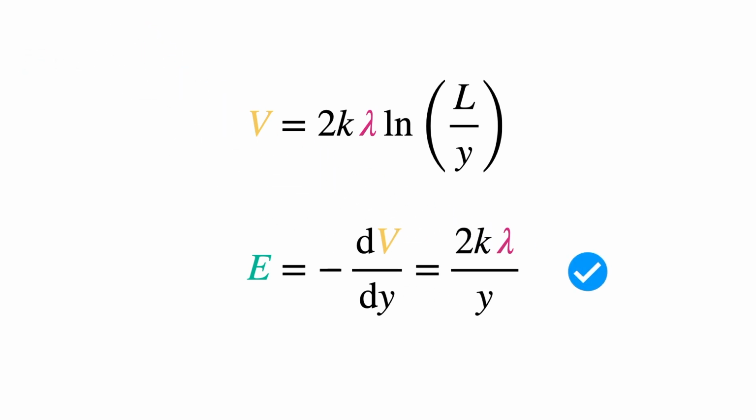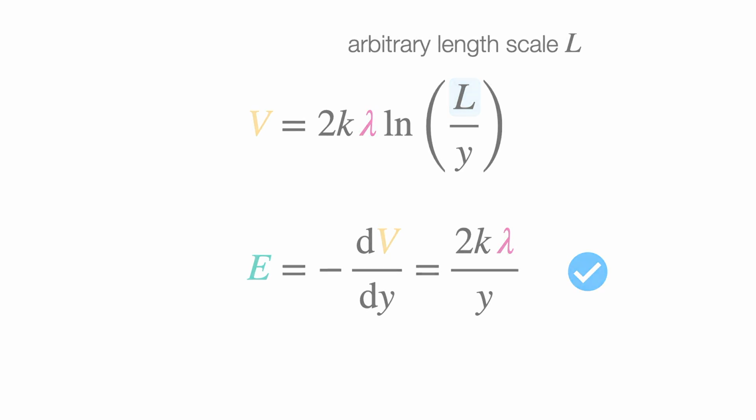It's kind of weird though, right? That arbitrary cutoff length is still lingering in the potential. No matter what value it has, the electric field doesn't depend on it. We shouldn't be too worried though. The potential is just a mathematical convenience anyway. At the end of the day, the physically observable quantity, meaning the one we really care about, is the electric field.